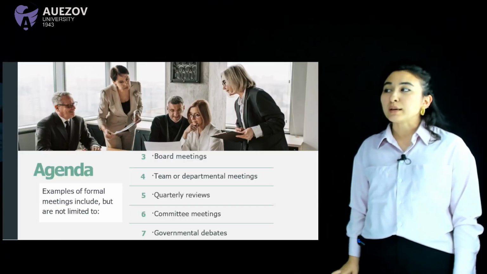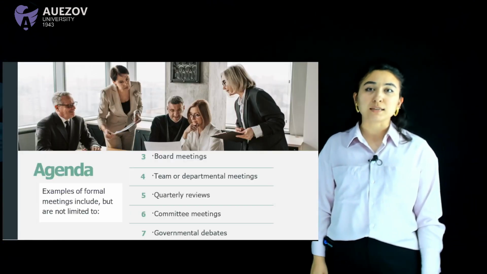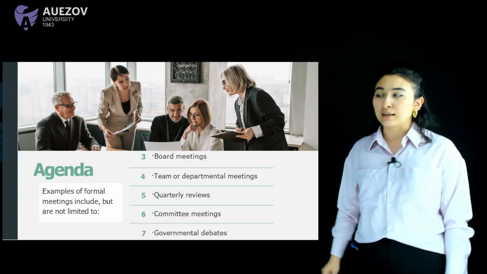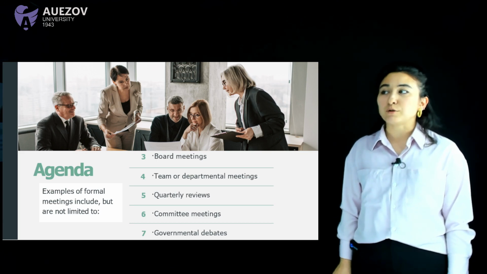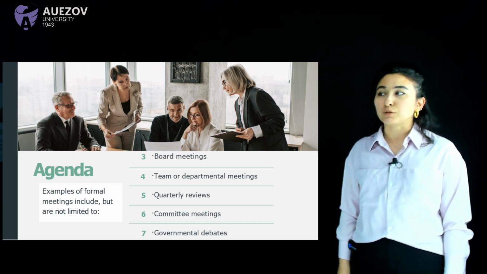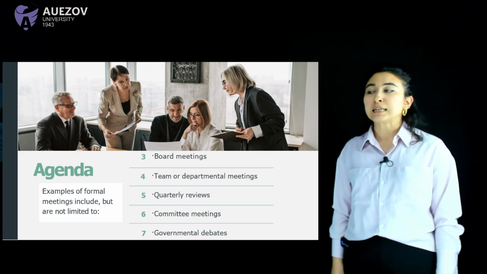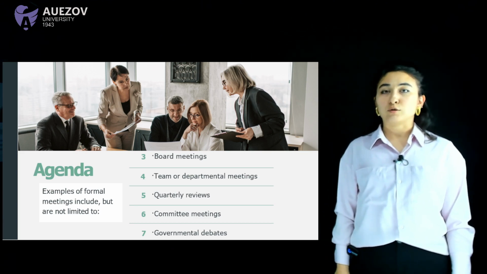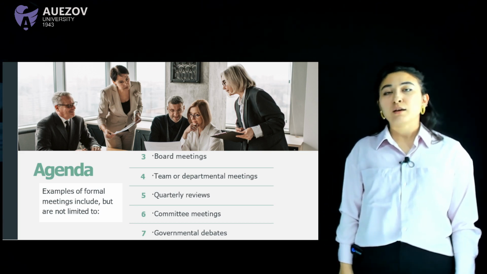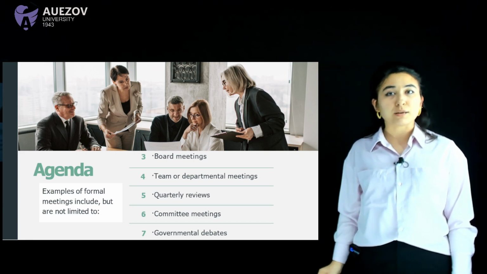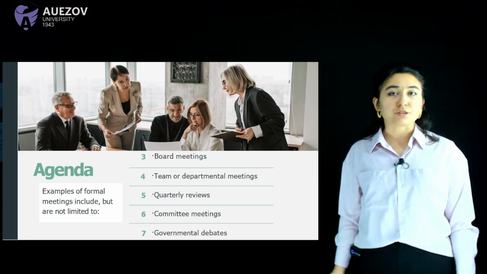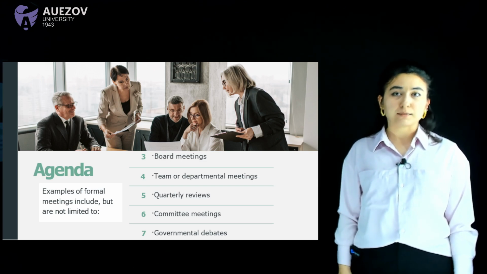Next. So as we're talking about formal meetings, we must know the examples for the formal meetings. These are the board meetings, team or departmental meetings, quarterly reviews, committee meetings, or governmental debates. When we say formal meetings, it can range from the company or organization meetings to the governmental and larger scale international meetings.